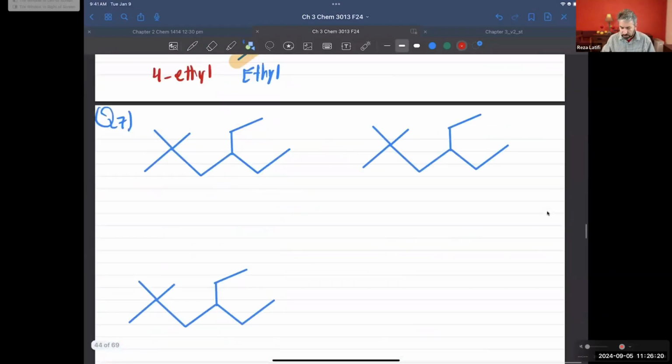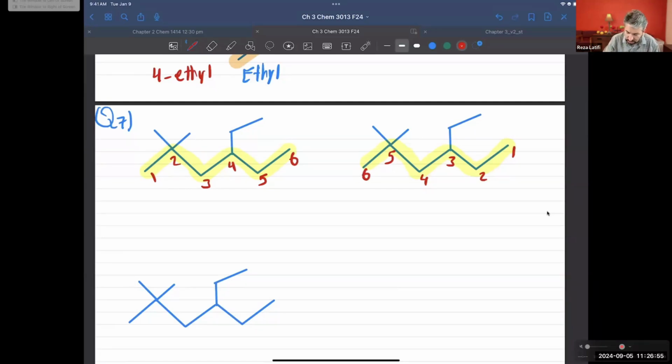Another one. Okay, I'm going to start with highlighting the main chain. So let's start from there and see what we get. I'm going to get, let's say, 1, 2, 3, 4, 5, 6. Or I can say 1, 2, 3, 4, 5, 6.